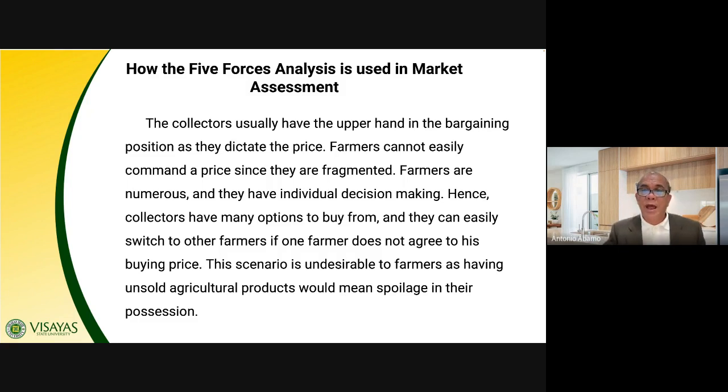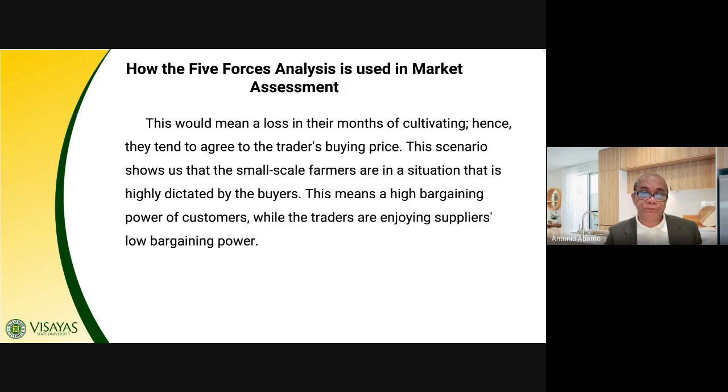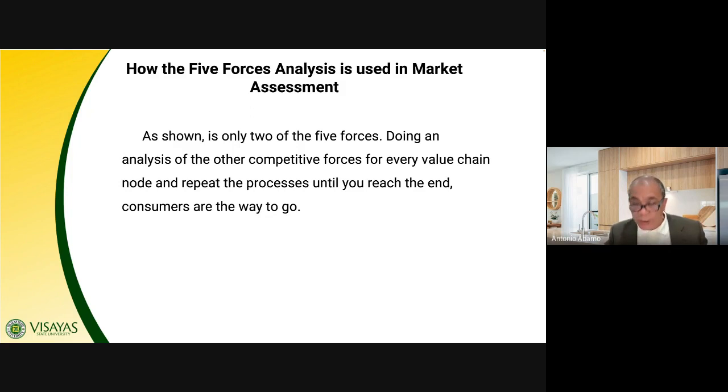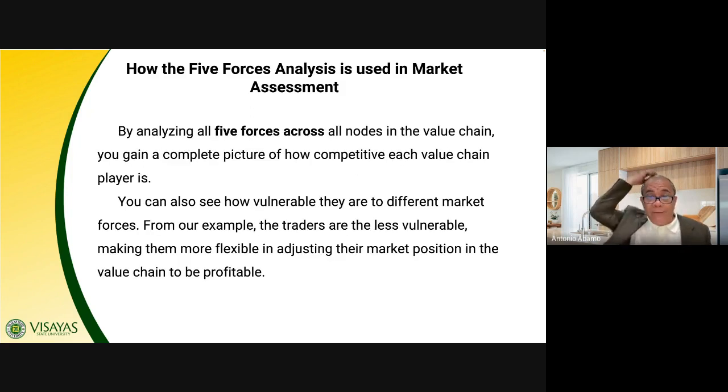Collectors usually have the upper hand in the bargaining position as they dictate the price. The collector, for example, can push the price down. So this would mean a loss for the months of cultivating. Hence, farmers need to agree to the traders' buying price. So, very importantly, there is collusion. You need to study the extent of collusion. Are the players in the market working together to dictate the price? And this is shown in this particular graph, for example.